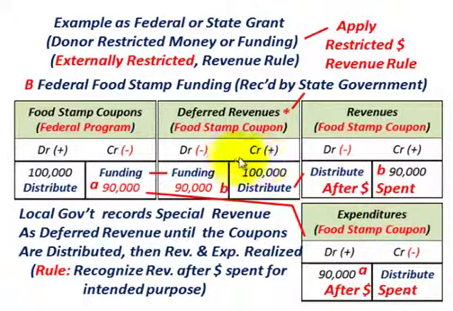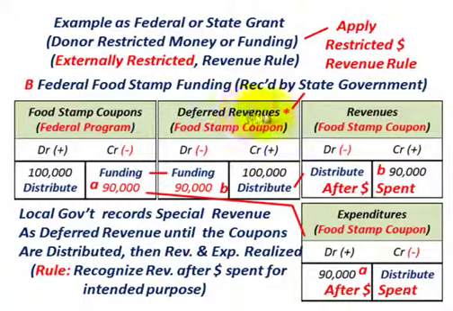So the key is here, we're getting those dollars in here from, say, the state, for example. The state has issued some funding here, $100,000 worth of food stamp coupons, a state or federal grant that has to be administered to local recipients here for food stamps. So first off, deferred revenues. We can't recognize any revenues here until those stamps are distributed to the recipient.